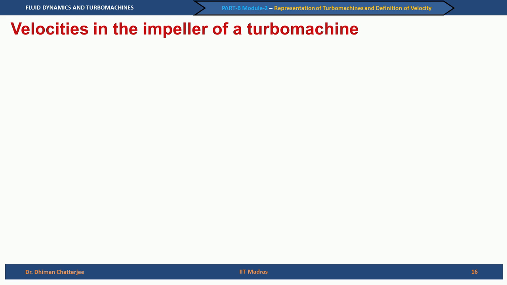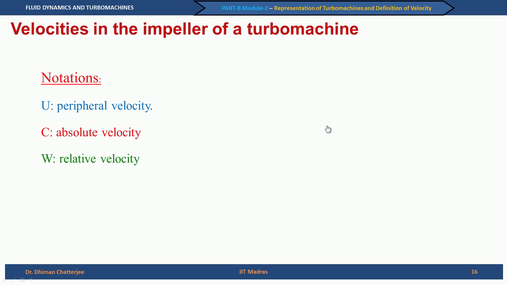Next, when we are talking about a flow, we need to talk about velocities in the impeller of a turbo machine. When we talk about velocities in the impeller of a turbo machine, we need to keep in mind the following notations that we are going to use. Three velocities come to our mind. The first one is the blade peripheral velocity, which is given by capital U. Second is the absolute velocity, which is given by capital C, and the third is the relative velocity, which is given by capital W.